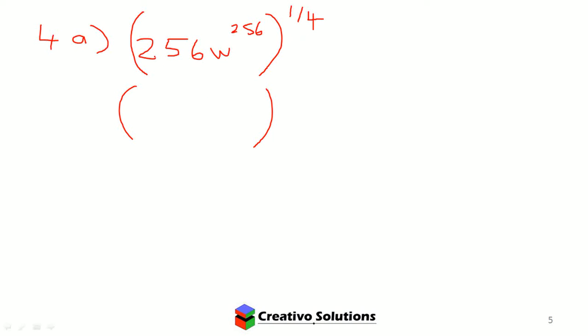This 256 would be 2 as a base to the power, let's see, 2 times 2 is 4, times 2 is 8, times 2 is 16, times 2 is 32, times 2 is 64, times 2 is 128, and 256. So we've got 2, then 4, then 8, then 16, then 32, then 64, then 128, and finally 256. That's 2 to the power 8. 2 to the power 8, w 256 to the power 1 over 4.